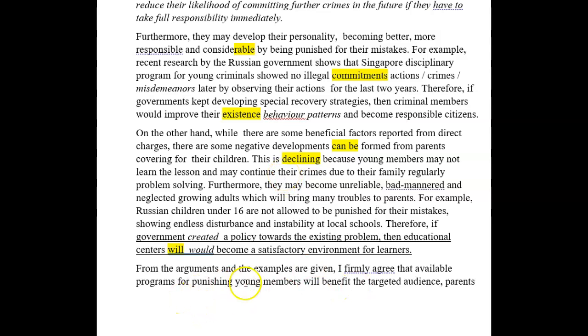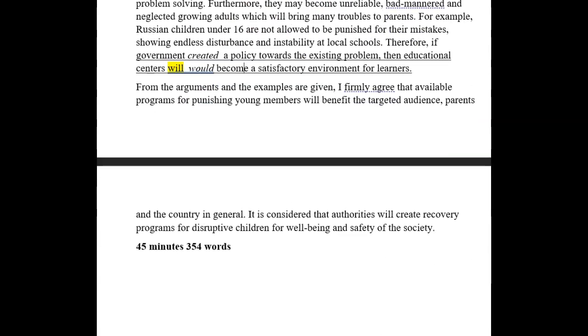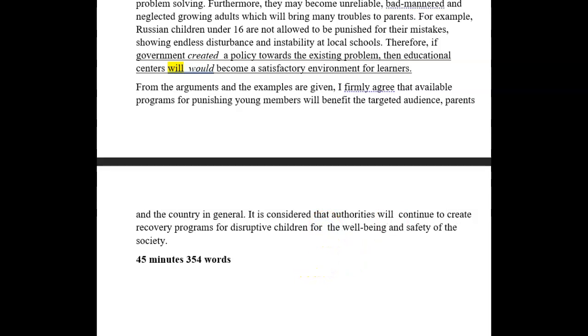I firmly agree. Available programs of punishing young members will benefit the target audience. Good. Parents and country in general. It's considered that authorities will continue to create recovery programs for the well-being. Really good, very clear there. It's very interesting to read your point of view. I completely agree with you. That's a good essay, nice and clear, super vocabulary there.